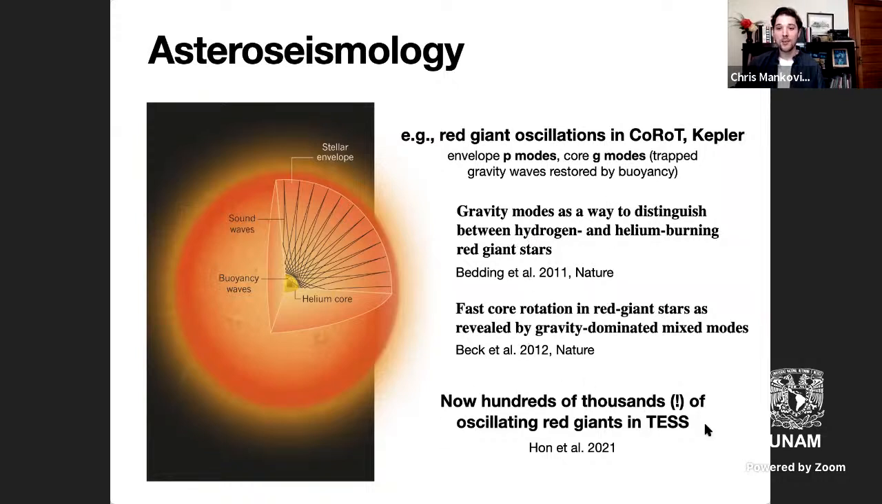Now there are hundreds of thousands of oscillating red giants in TESS, and it's going to be really fascinating to see what we can learn, especially because these are now distributed over the full sky, as opposed to the small field that Kepler was staring at.